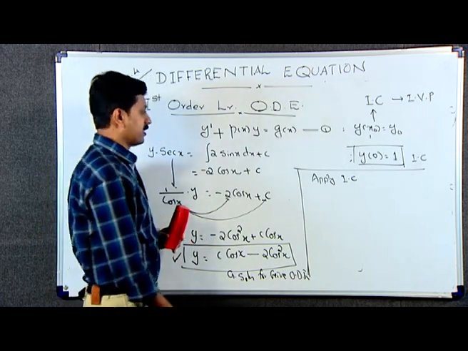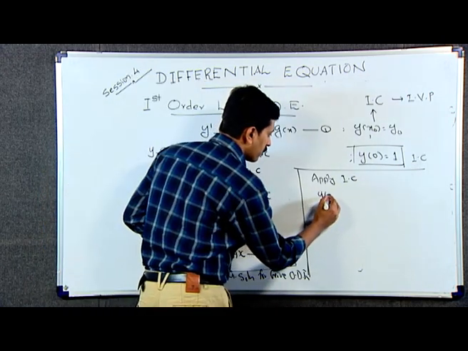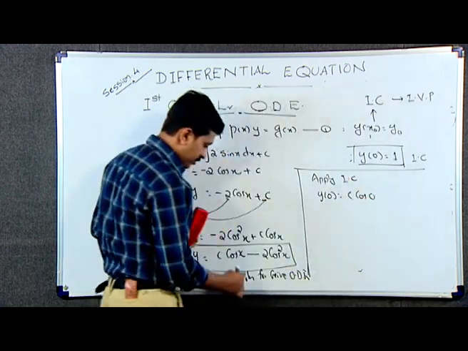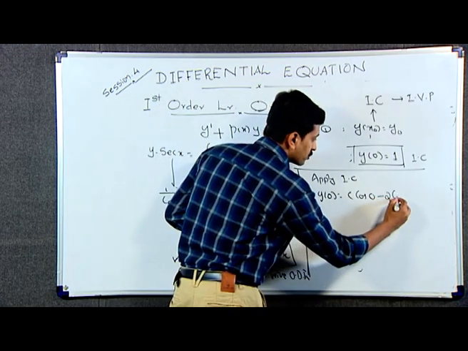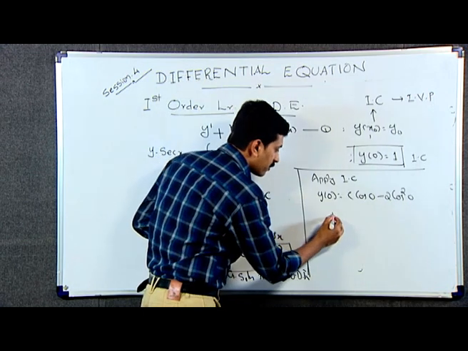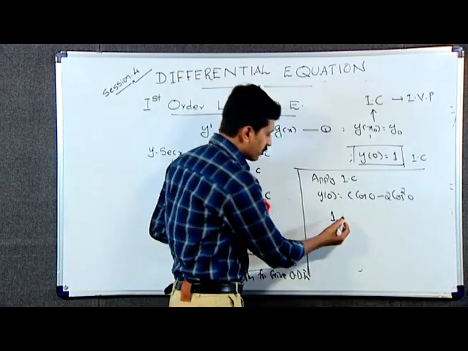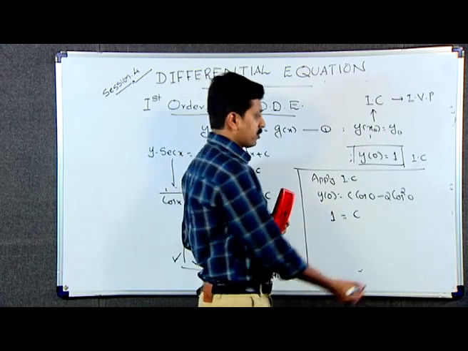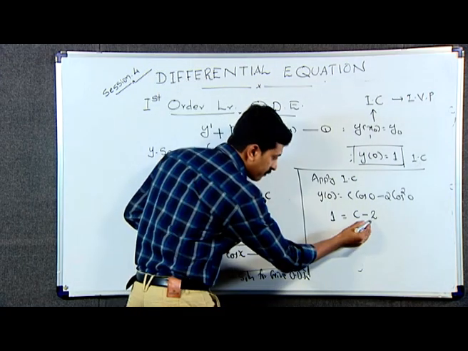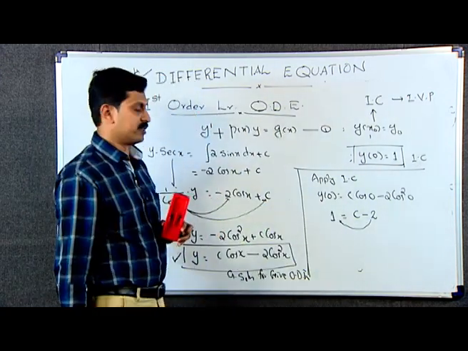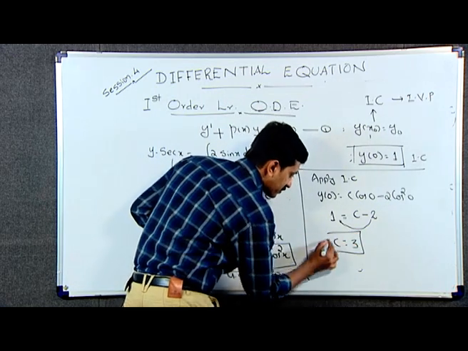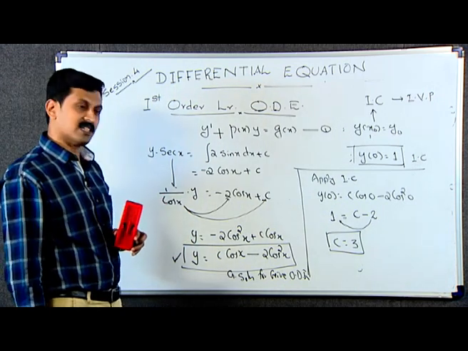While applying the initial condition, we have y of 0 equal to c cos 0 minus 2 cos square 0. Therefore, y of 0, which is given as 1, equals c into cos 0, which is 1, and cos square 0 is 1, so this is equal to minus 2. We have to find the value of c. Taking minus 2 to the other side, c is equal to 1 plus 2, which is 3. Therefore, the value of c is 3.